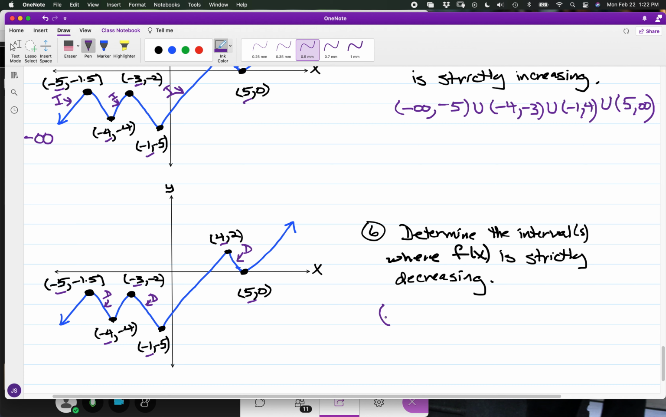So for these intervals, strictly decreasing, again we have between -5 and -4. You have also between -3 and -1. And finally, for the last one, whereupon we have the function f of x strictly decreasing, we have between 4 and 5. And again, we have parentheses throughout.